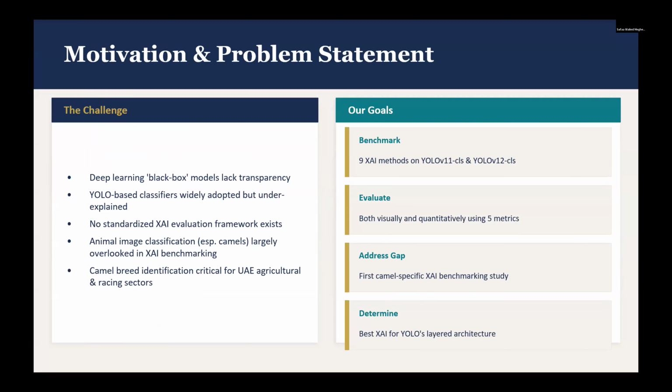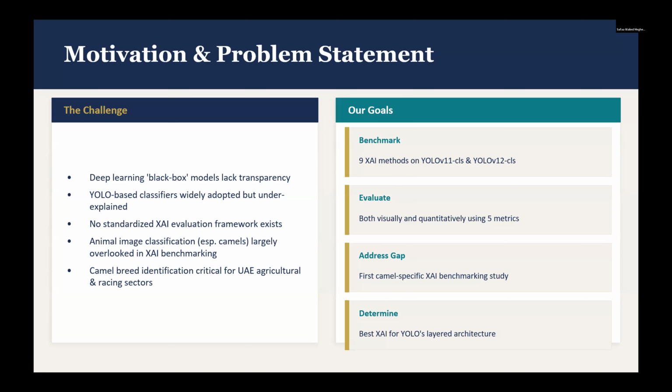Why did we conduct this study? Modern deep learning models like YOLOs and detection and classification models are powerful but opaque and lack transparency, which is related to our previous study on classifying camels as racing or non-racing, a binary classification. But we needed strong evidence to determine which features exactly represent and differentiate between the two classes.